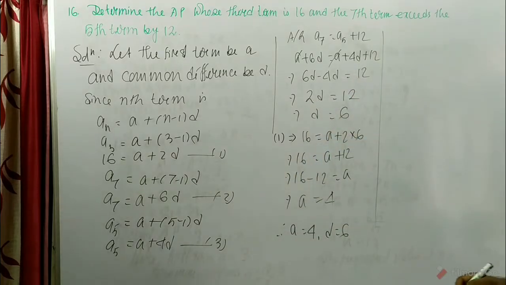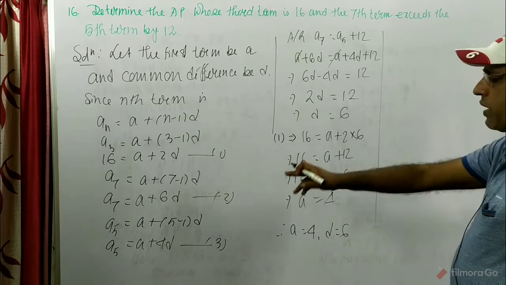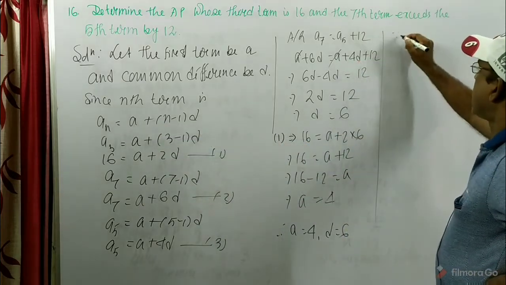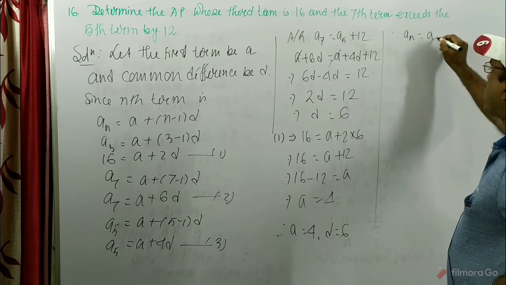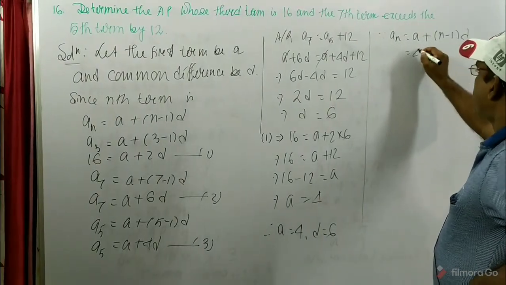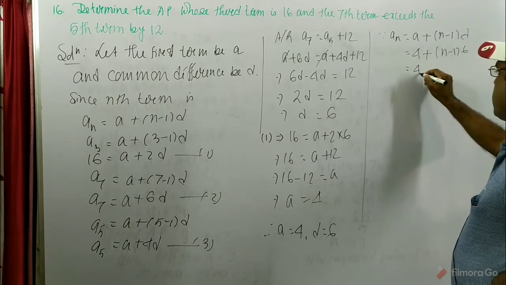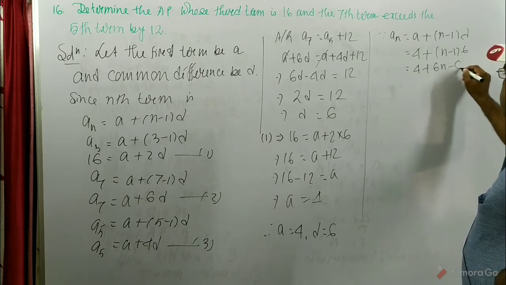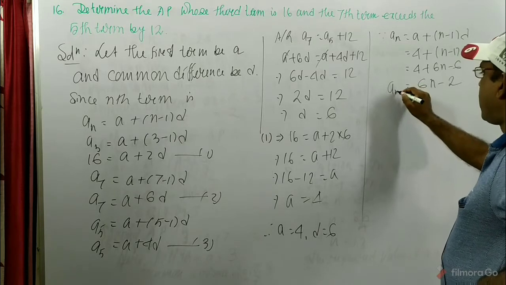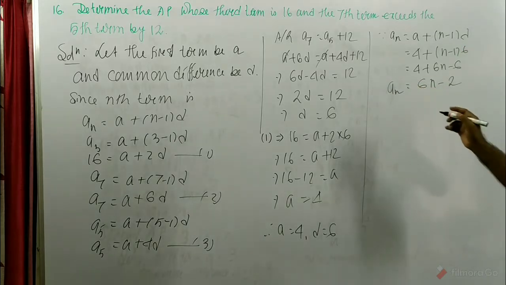Now we put these values in the nth term formula, an equals A plus n minus 1 into D. A means 4, n minus 1, D means 6, so 4 plus 6n minus 6, this is 6n minus 2. This is our an. Now we put the values one by one.